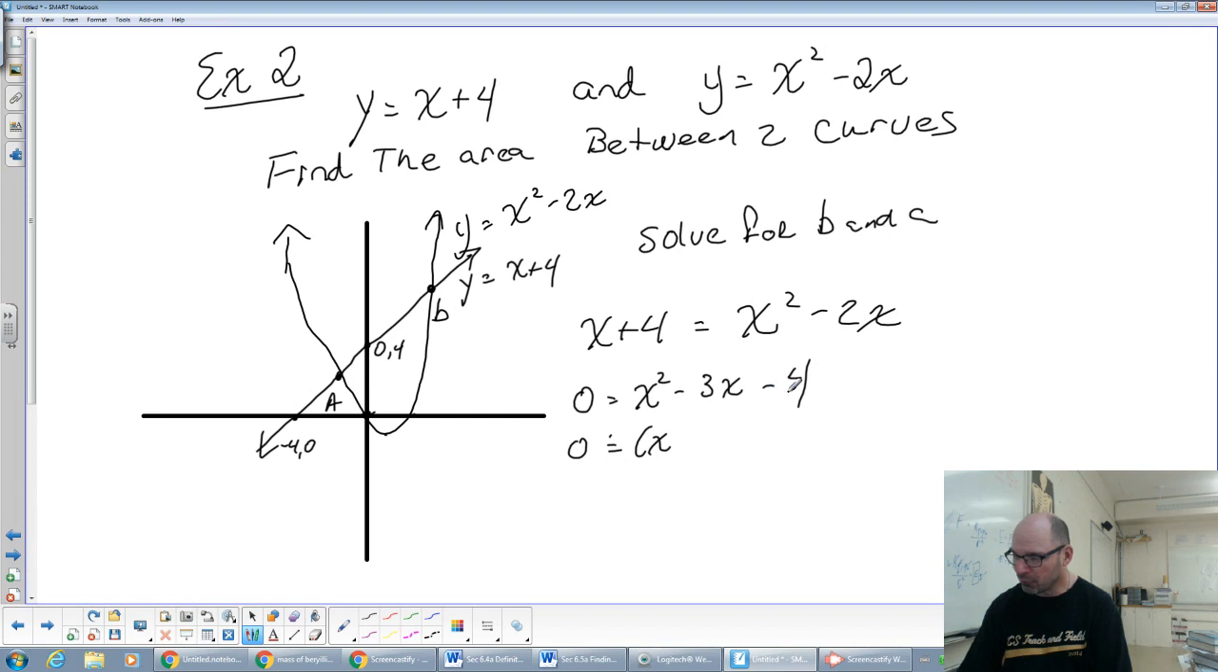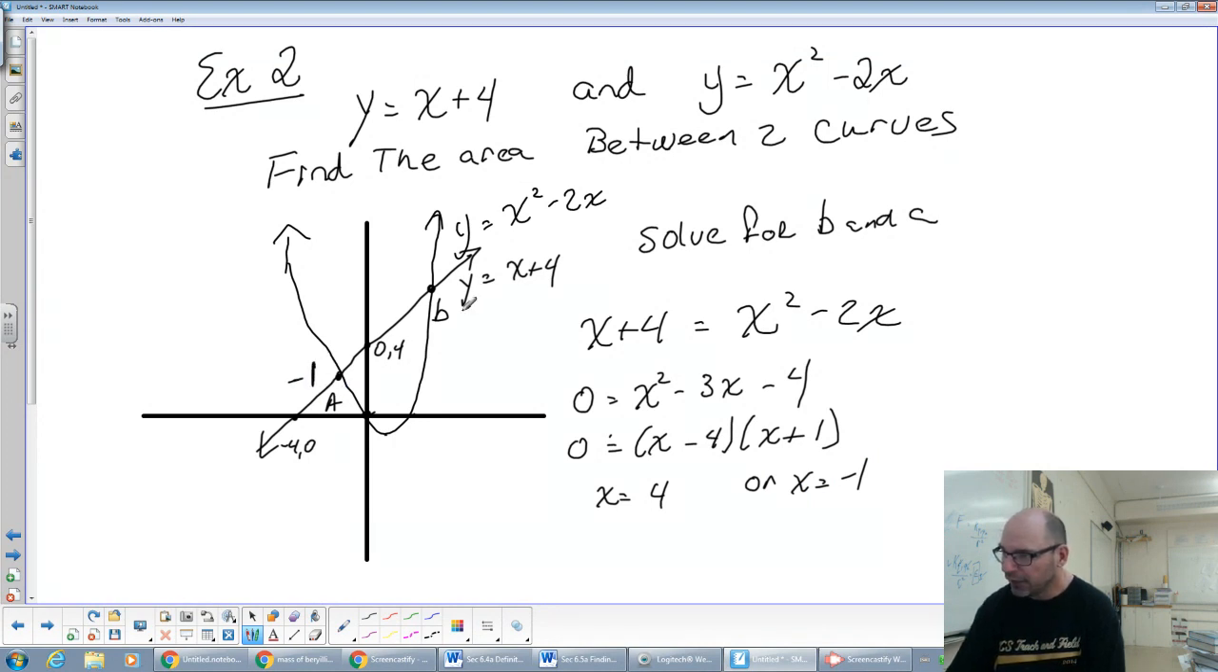Okay, so two numbers that multiply to negative 4 and add to negative 3: negative 4 and positive 1. So our two intersection points are x equals 4 or x equals negative 1. So this is negative 1 and this is positive 4. Our leftmost one is negative 1 and our rightmost one is 4. Now we have to decide which one goes on top. Well, the line is on top.